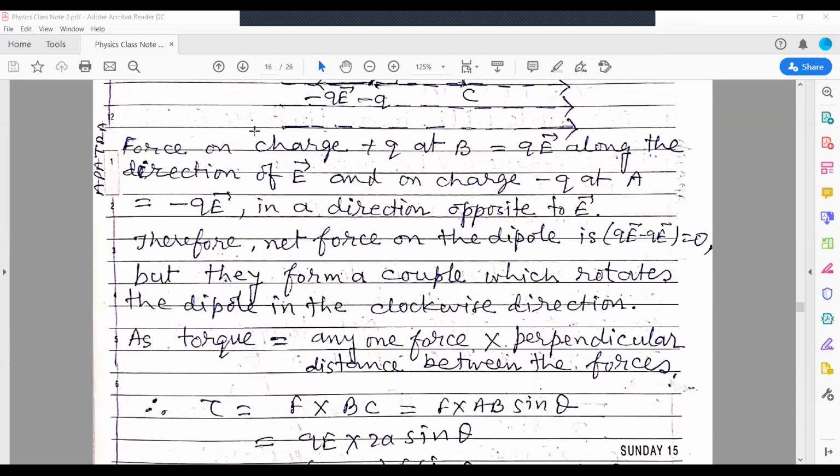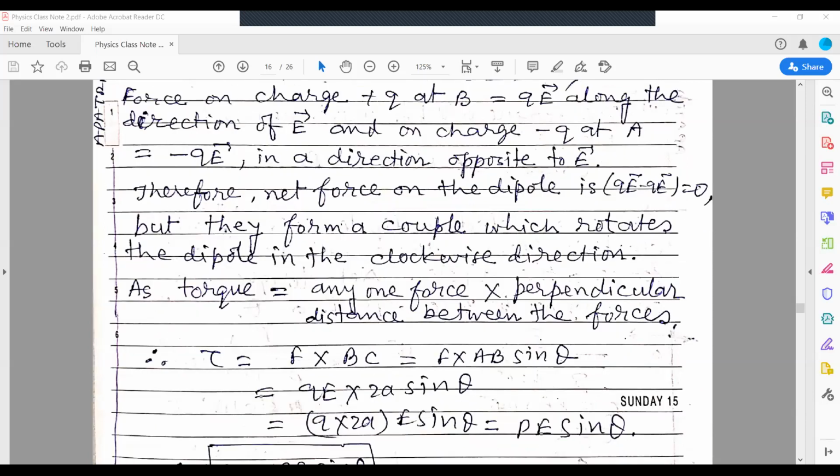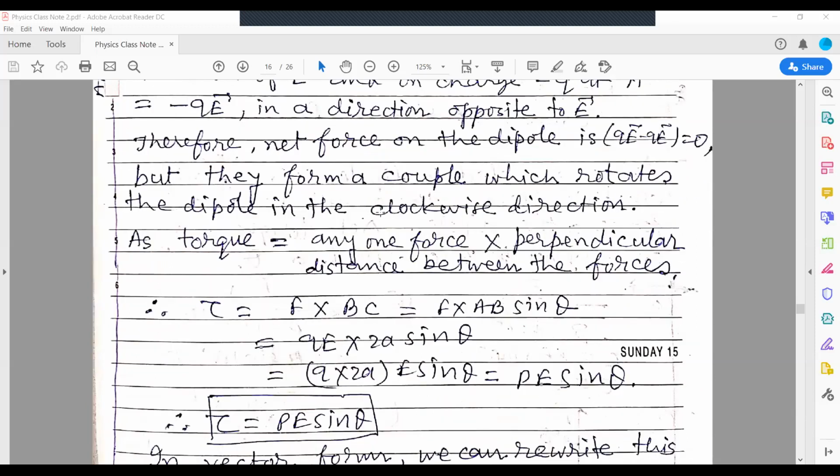Now all these are here. A force on charge plus q at B, that is q into E along the direction of the E, and on charge minus q at A, that is minus q into E in a direction opposite to the E vector. Therefore, the net force on the dipole is 0.